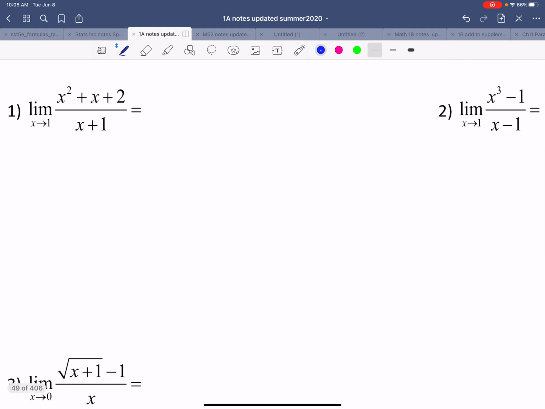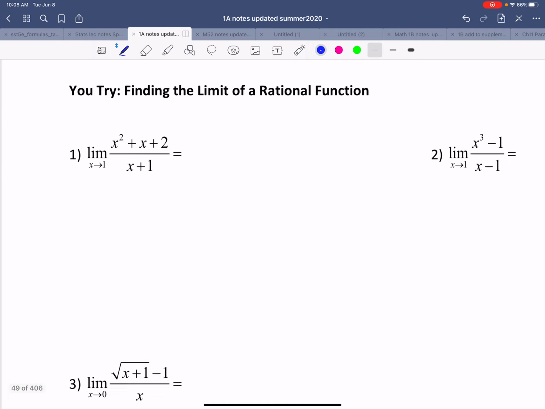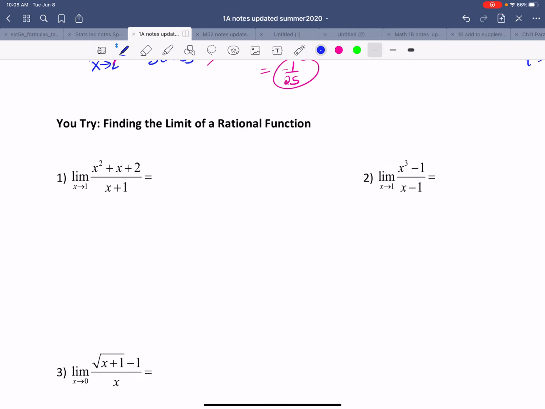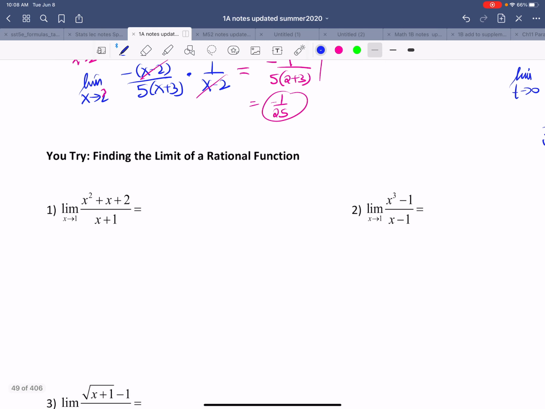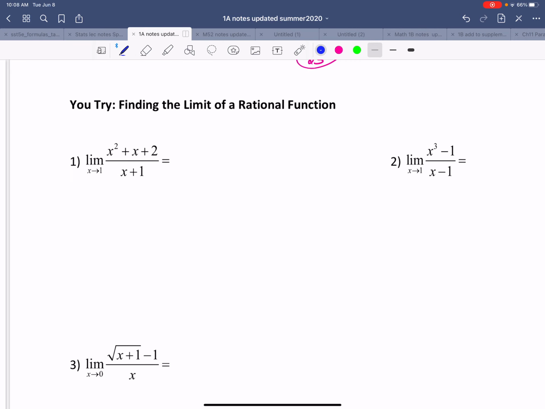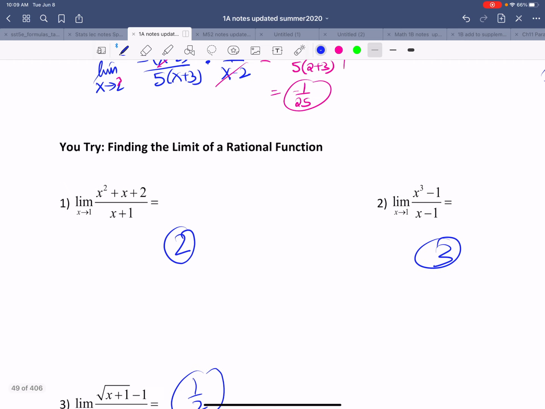Okay, I'm leaving problem number 1, 2, and 3 for you to try. Go ahead, give them a try. The limit should be 2, the limit should be 3 here, and the limit should be 1/2. Give them a try on your own to see if you can handle these problems.